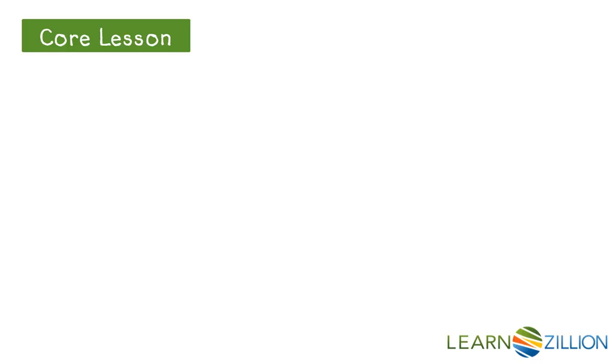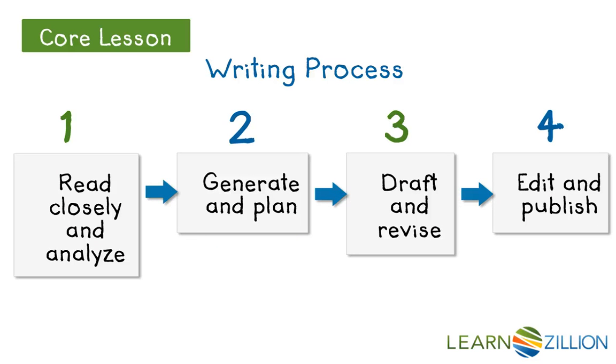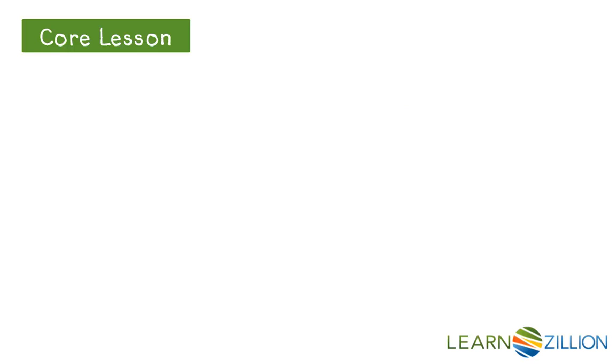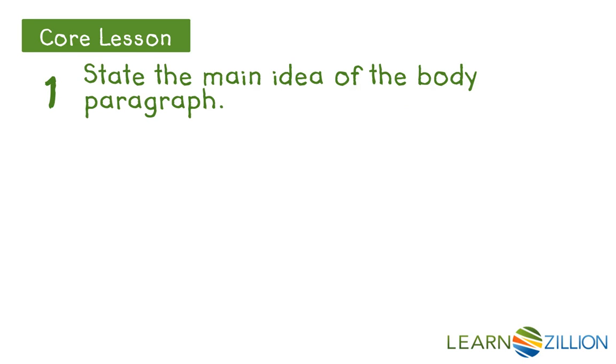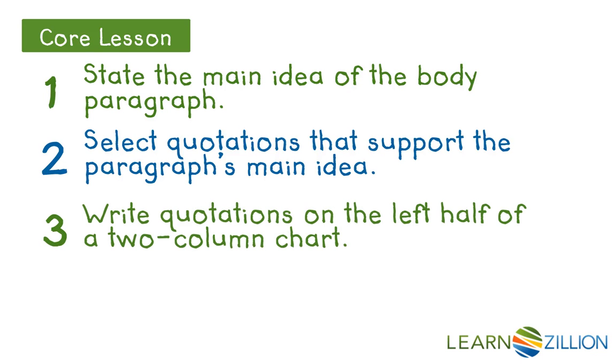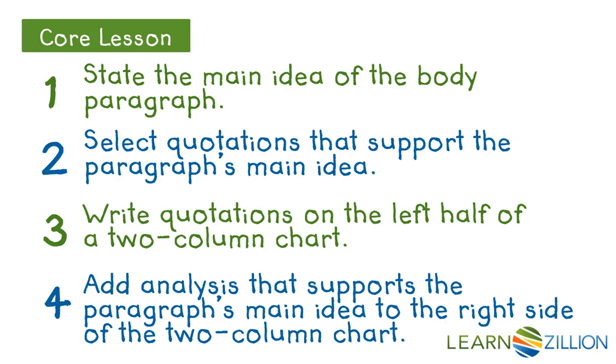Now let's look at the big picture of the whole writing process. We have been generating ideas and planning for an informational essay. Next, we are going to work on drafting and revising the essay. So let's take another look at the steps from this lesson. Number 1, state the main idea of the body paragraph. 2, select quotes that support the paragraph's main idea. 3, write quotes on the left half of a two-column chart. And 4, add analysis that supports the paragraph's main idea to the right side of the two-column chart.